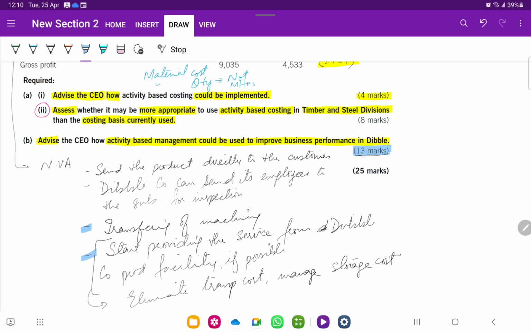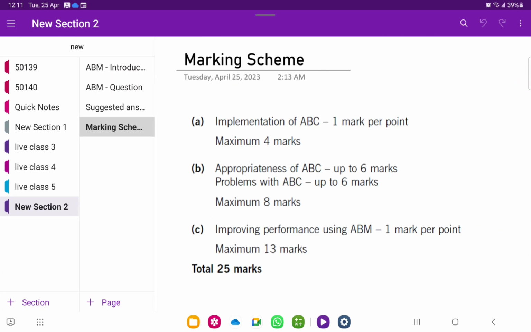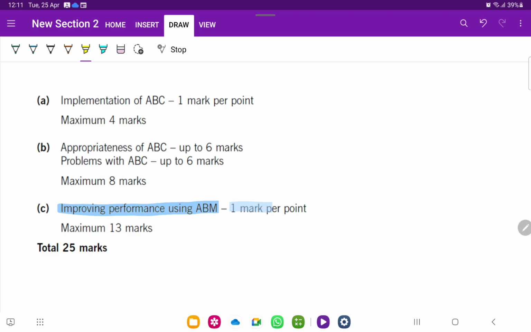13 marks means, let me tell you the marking scheme now. The marking scheme is this one: improving performance using ABM, 1 mark per point, maximum of 13 marks, simple, right? So you just need to identify, we have identified 5 areas to be value added or non value added, right? So 5 areas for the identification of value and non value added activity, and then there is a few discussion of how that can be eliminated or improved, so at least 2 to 3 marks for that.